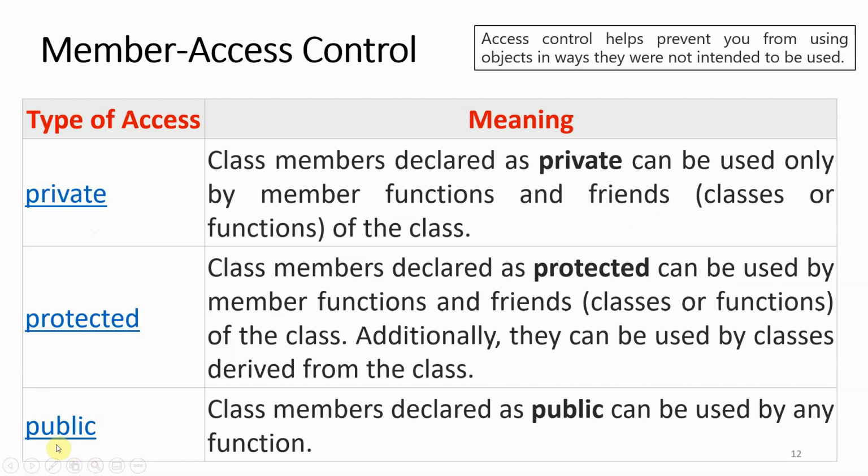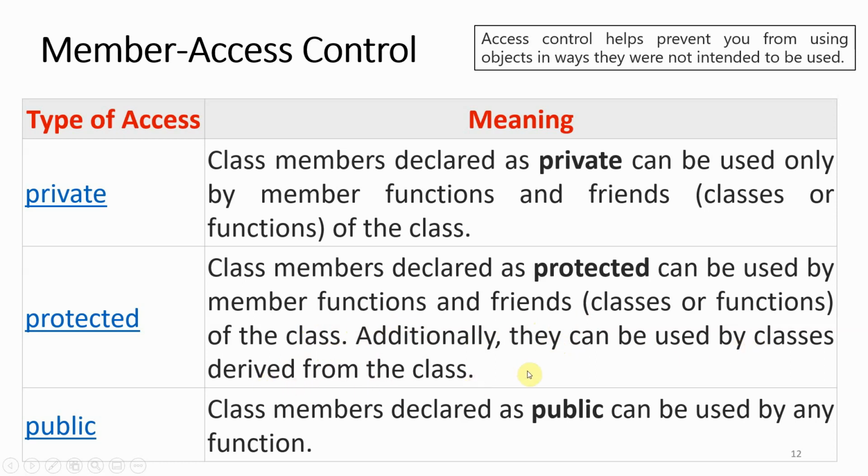If a member variable or function is public, class members declared as public can be used by any function or in any object. Protected is something that's only specific to inheritance. That's why, if you are seeing the topic of inheritance for the first time, this is the first time you see the protected keyword. Class members declared as protected can be used by member functions and friends of that class. Additionally, they can be used by classes derived from that class.